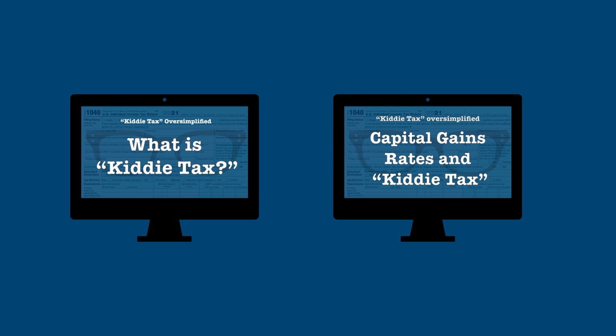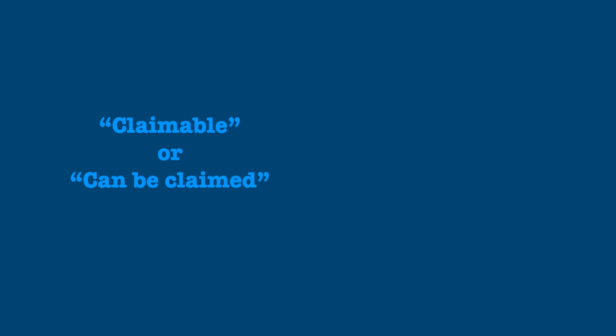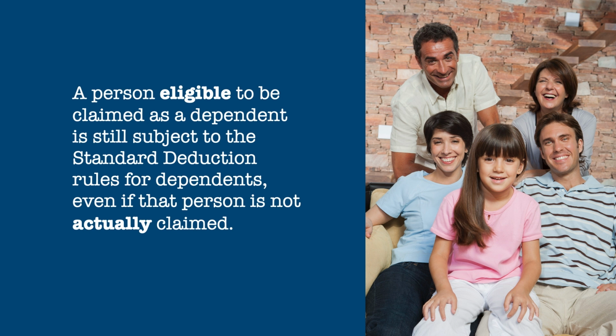Notice that throughout this video, I've used the term claimable or can be claimed rather than claimed. A person eligible to be claimed as a dependent by another taxpayer is still subject to the standard deduction rules for dependents, even if the person is not actually claimed.